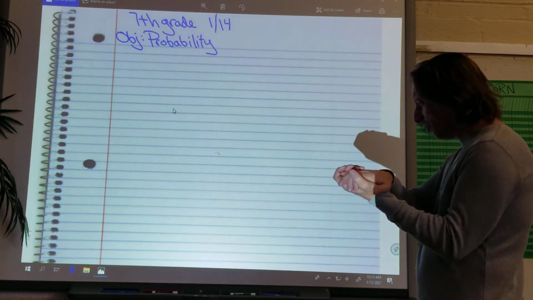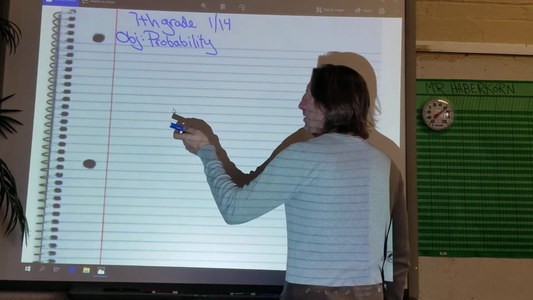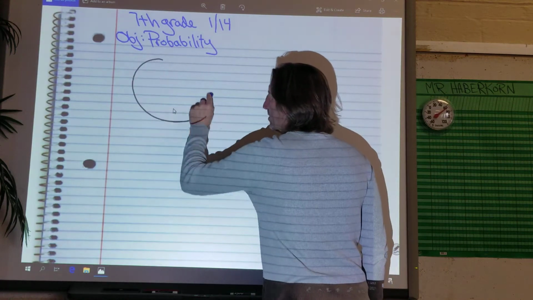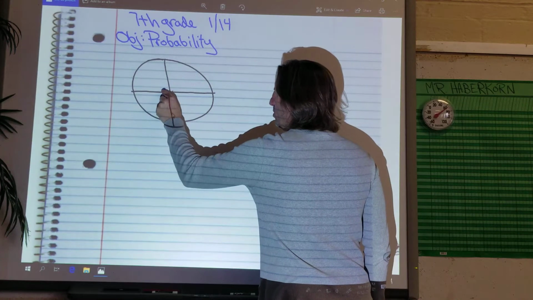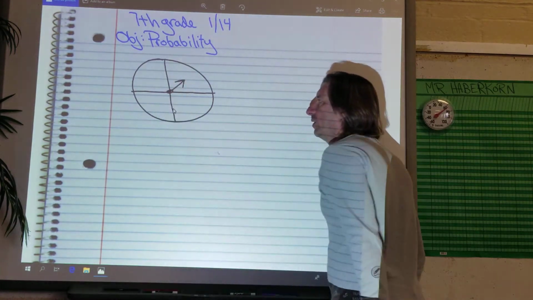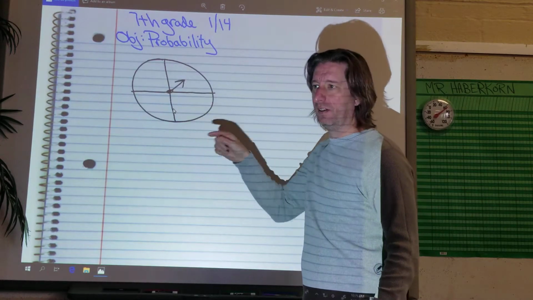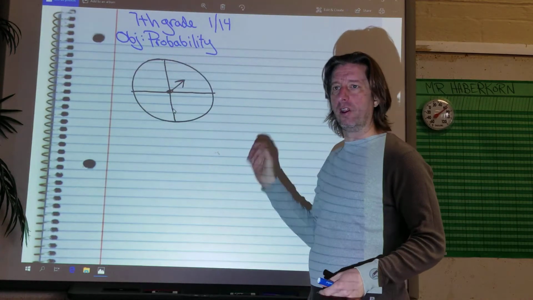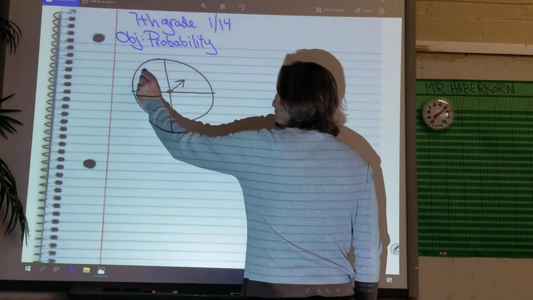All right, so the other thing I wanted to talk about is we've done some spinners. And our spinners kind of look like this, right? Spinners are used in board games, where you flick the arrow and it spins around and you land on a number or a color or a letter or whatever, okay?